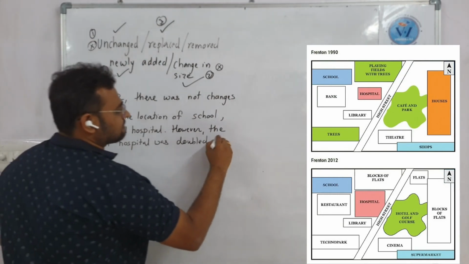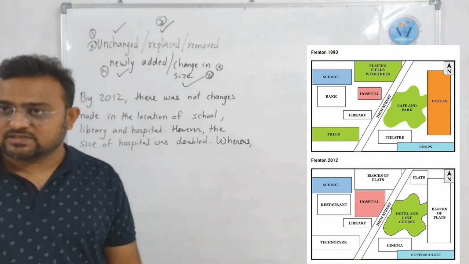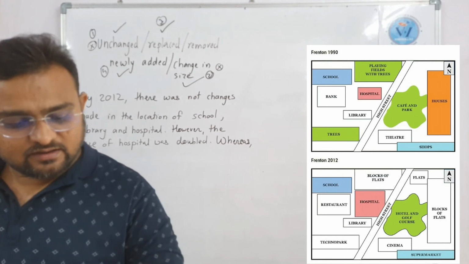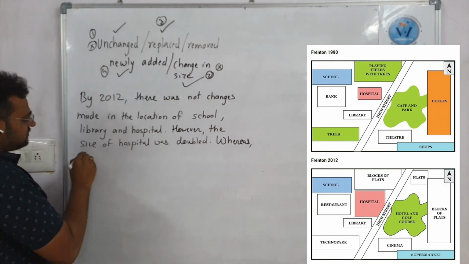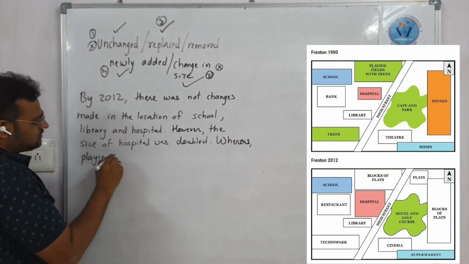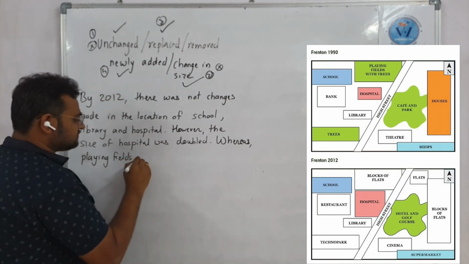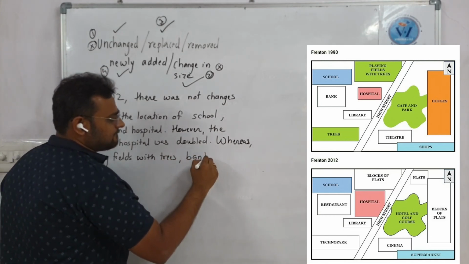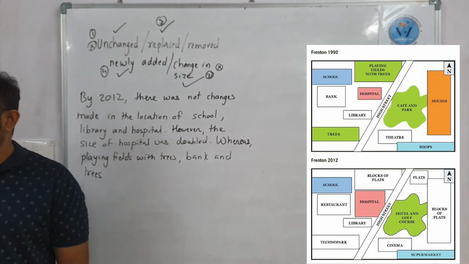Okay, whereas, okay, now what are replaced? Playing fields, bank and techno park, sorry, trees. Playing fields, bank and trees. Now no need to write down the location.